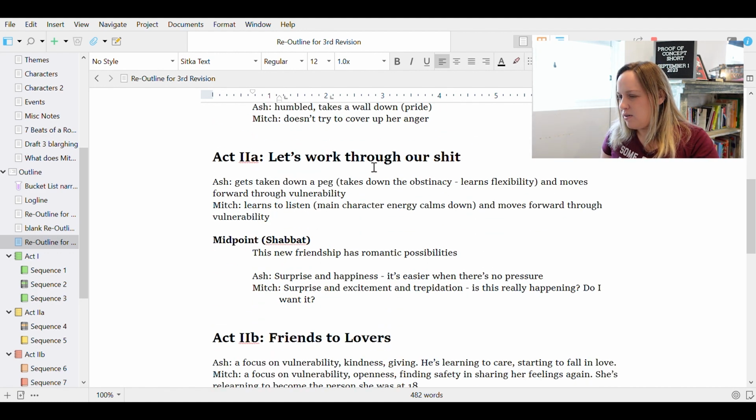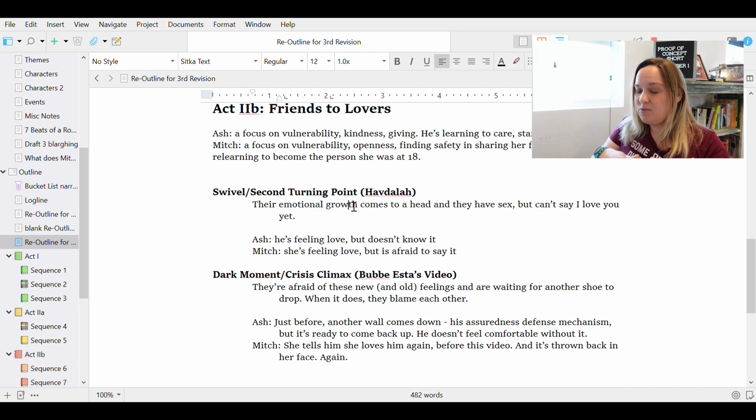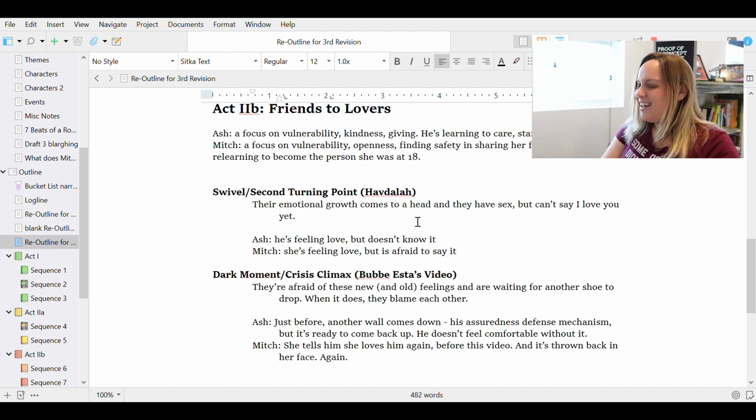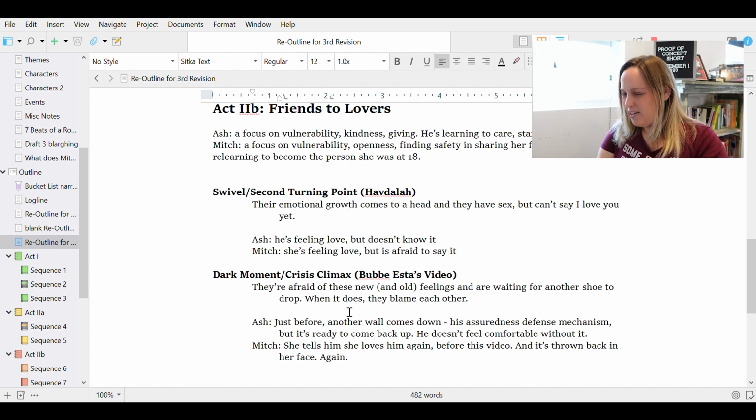So now this works really well, I think, as the swivel and second turning point, because we're right on the cusp of their conflicts coming together and their love being a problem and everything blowing up. And they're back to where they were when they were 18. And that circular logic feels really good to me. I'm getting goosebumps. I think I'm getting excited about the script again. Okay. And Ash is feeling love but doesn't know it. Mitch is feeling love again, but she's afraid to say it. So they're back exactly where they were at 18.